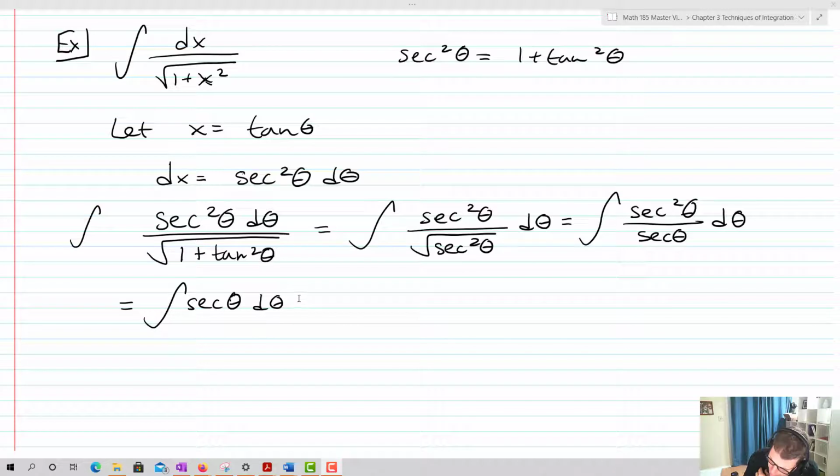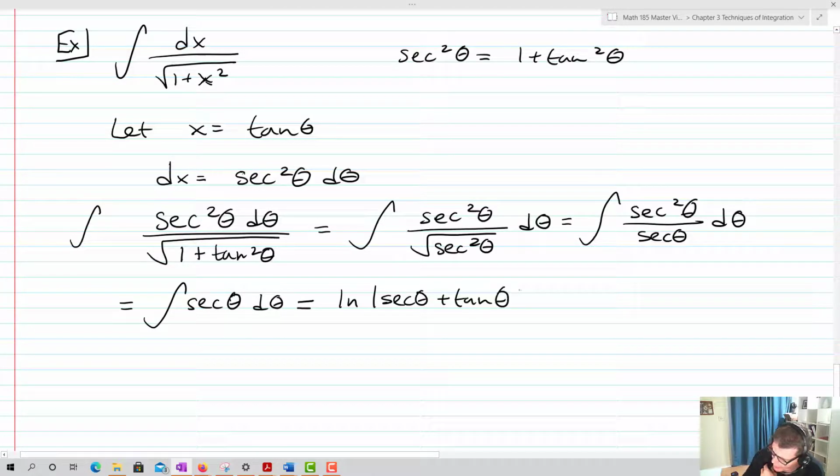Using our antiderivatives, what we know now is that this is going to equal the natural log of secant theta plus tangent theta plus c. And so now I've actually finished my integration. Now what I need to do is go substitute again. Well, I know that x equals tangent theta, so I know tangent theta is going to be x, so I can make that substitution.